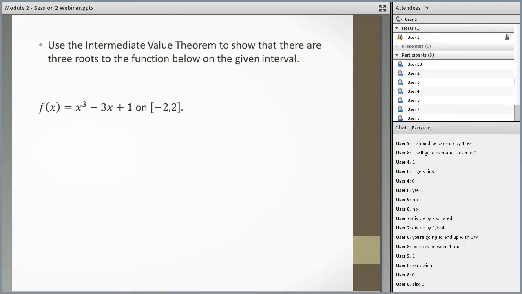So I want us to use the intermediate value theorem to show that there are three roots to the function below on the given interval. So we have f of x equals x to the third minus 3x plus 1, and our interval is between negative 2 and 2.